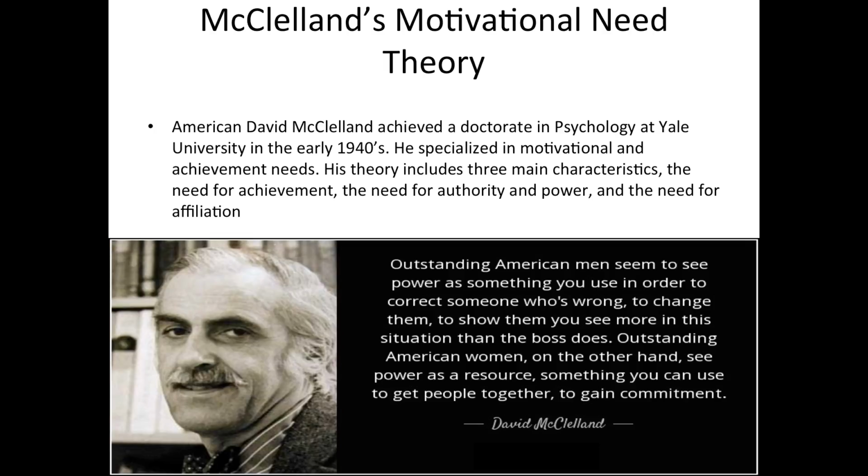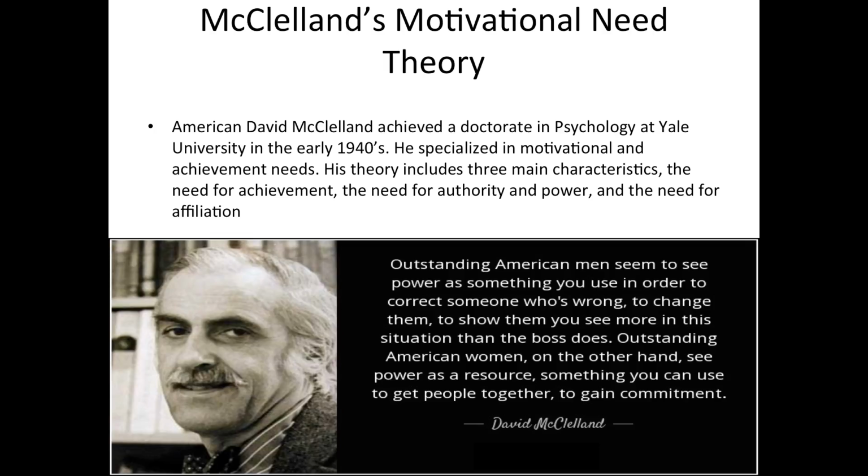American David McClelland achieved a doctorate in psychology at Yale University in the early 1940s. He specialized in motivational and achievement needs. His theory includes three main characteristics: the need for achievement, the need for authority and power, and the need for affiliation.